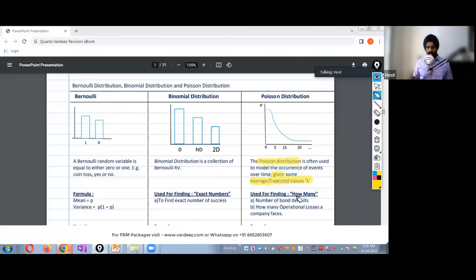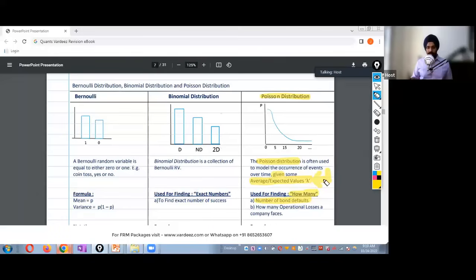Okay. Then it's used for finding how many defaults may happen in a bond portfolio. Let's say I have a bond portfolio and I want to find how many bonds will default. I am an analyst. I have maybe a portfolio of 10, 20 bonds. And I wish to find, in a particular time frame, how many bonds will default, so I can use the Poisson distribution and find that particular answer, provided I'm given some average defaults.